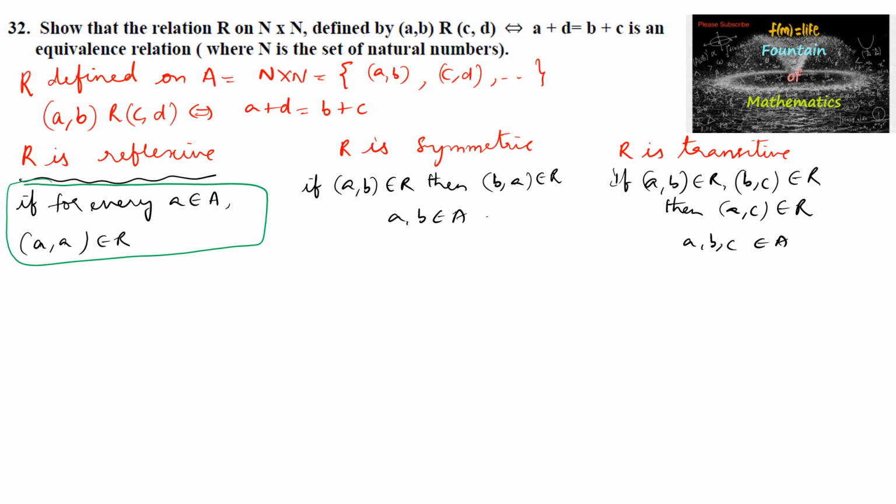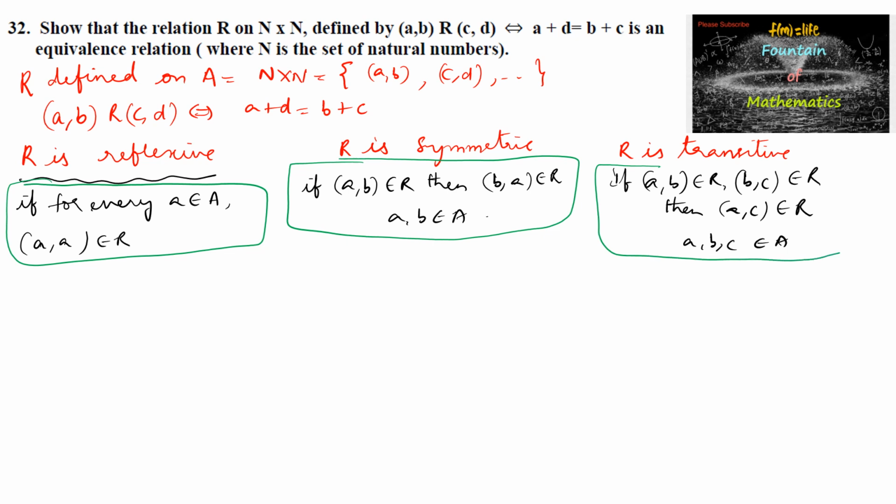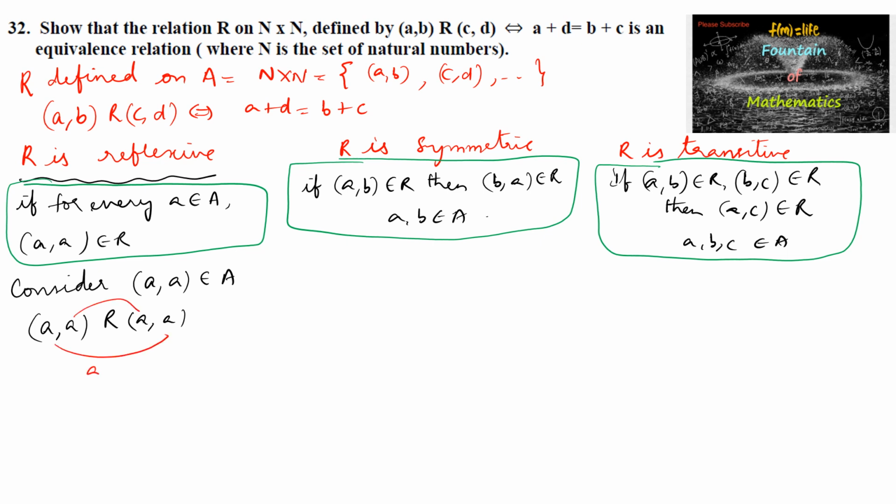And now the set A contains ordered pairs. So we need to consider ordered pairs instead of elements. So I'll consider the ordered pair (a, a). Let us consider (a, a) belongs to A. So which implies (a, a) is related to (a, a), because we can say that the sum a + a is equal to a + a, that is 2a = 2a.